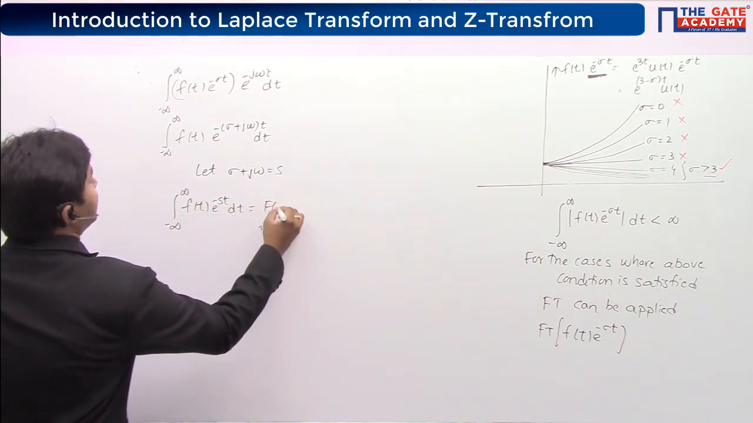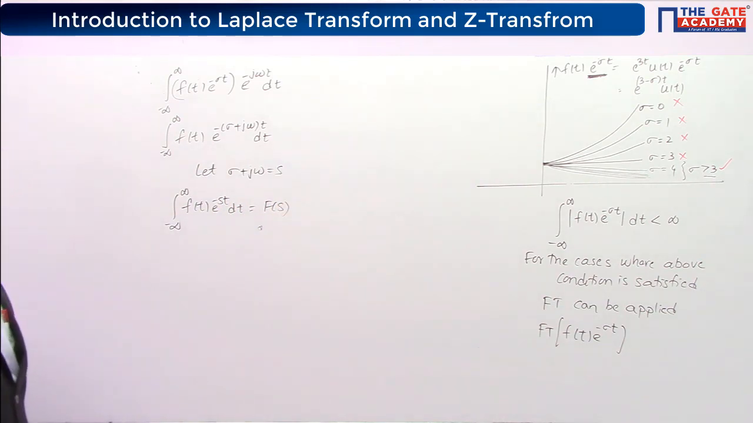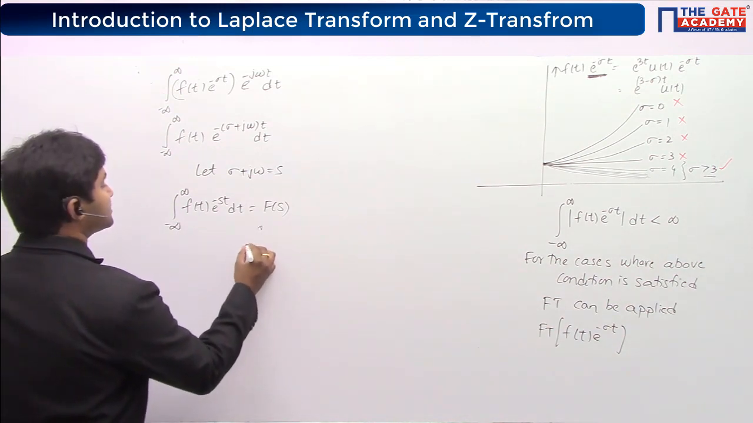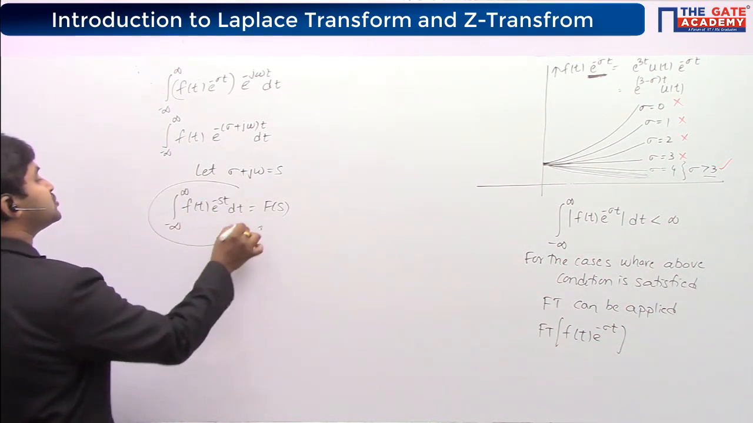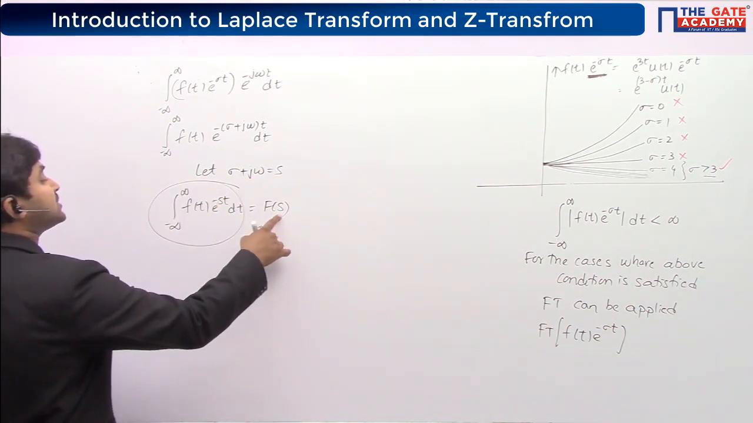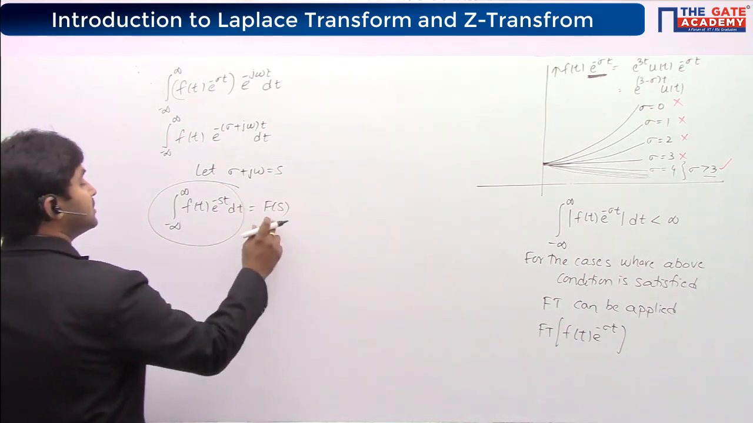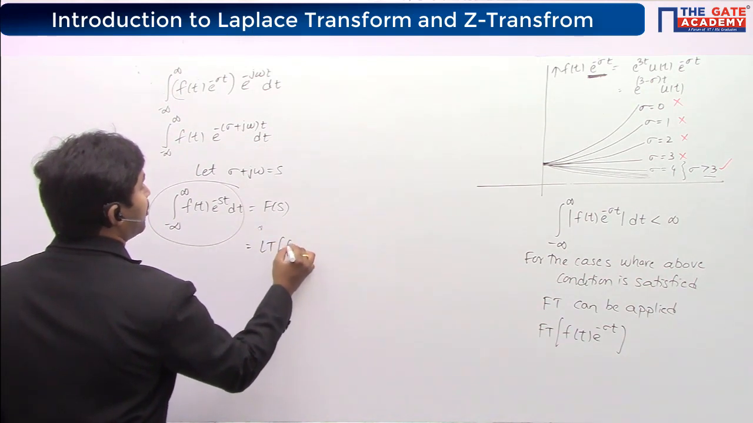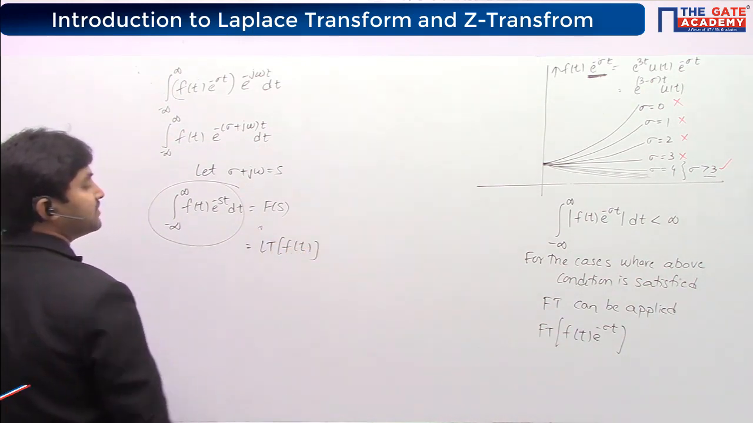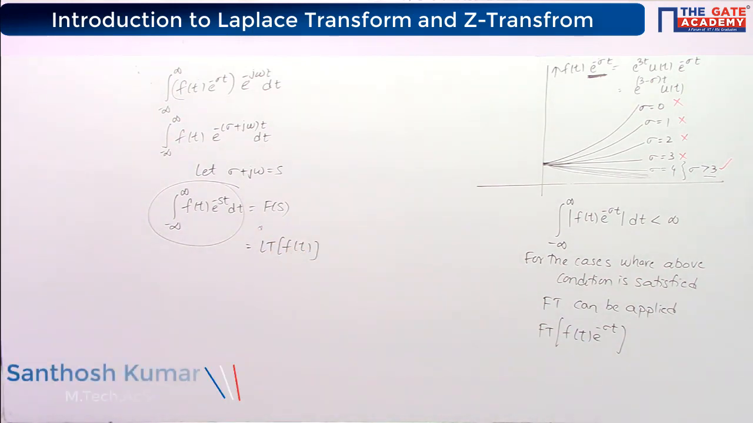So this is what I can write as f of s. We call this f of s because once we solve this particular function, we will have it as a function of s. This is what we call the Laplace transform of f of t.